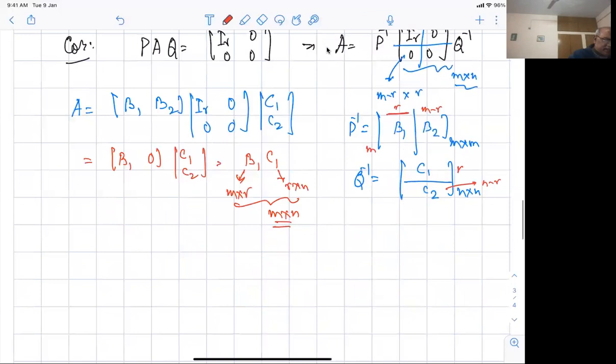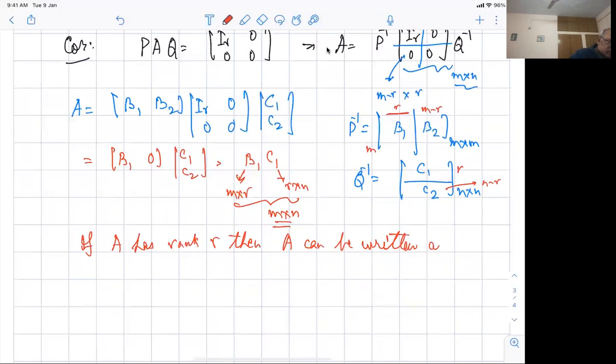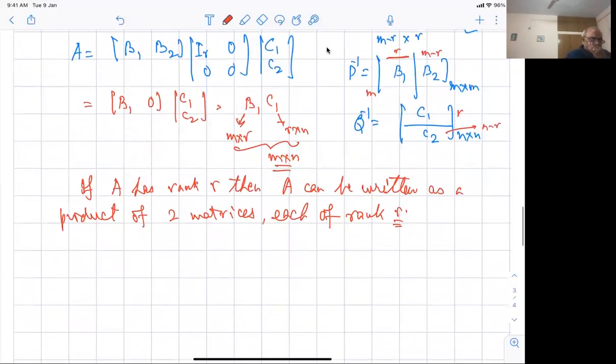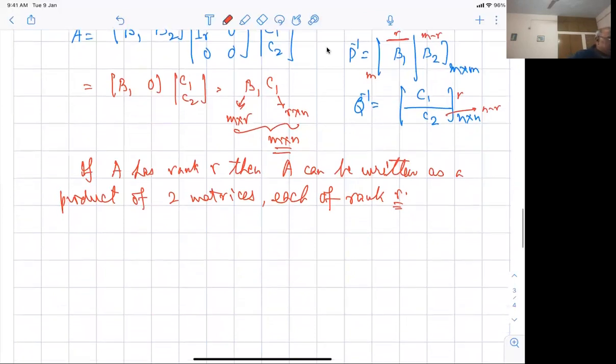So what we are saying is that if A has rank R, then A can be written as a product of two matrices, each of rank R. This is very, very important. All right. So let's take an example to understand what I mean.